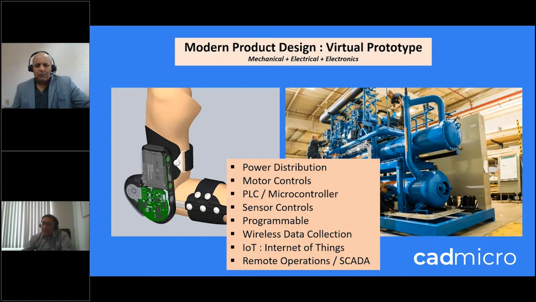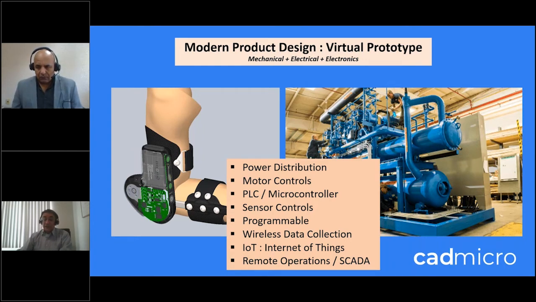So the main three engineering disciplines which come together in the design are the mechanical, electrical, and electronics. And I'm the electrical engineer. I'll focus on those two, electrical and electronics. There are speakers here who will touch upon the simulation aspects of it. So what do we design in electrical and electronics?